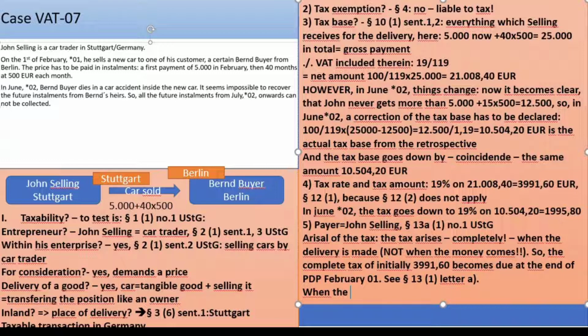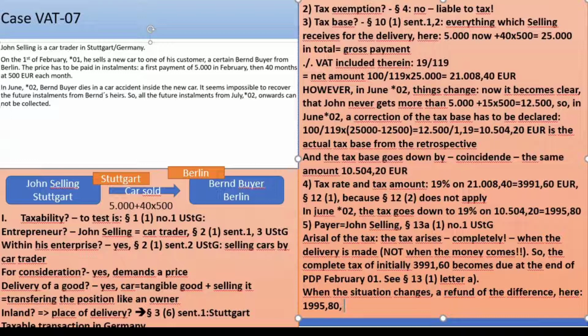When the situation changes, a refund of the difference here, 99.80, is declared claimed in June 02, see paragraph 17.1 USDG.